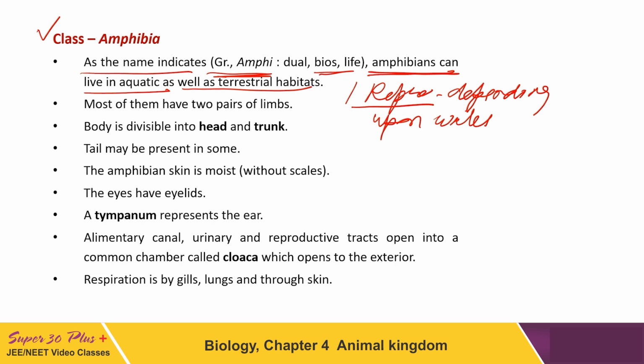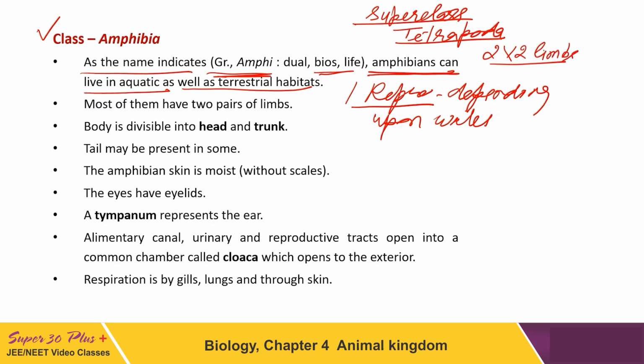First you have to see some important characters. Amphibia belongs to a superclass. You must be remembering the chart I told you. The superclass is Tetrapoda. Tetrapoda means that they have 2 pairs of limbs, 4 limbs are there. They have lungs for aerial respiration. Is it right?